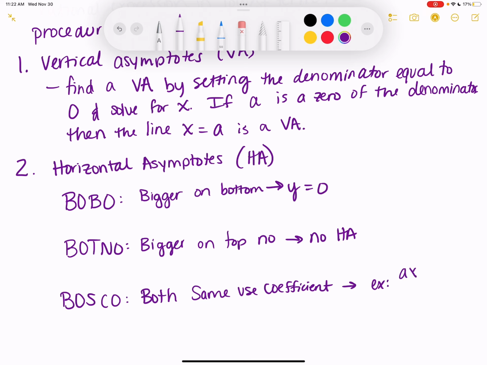So if you had something like ax squared over bx squared, both of these are the same power, so your horizontal asymptote would be y equals a over b.